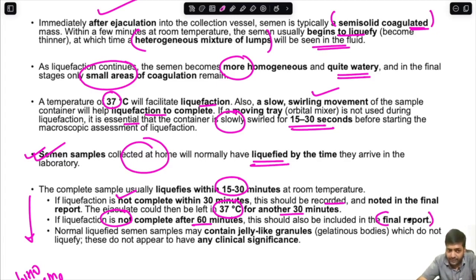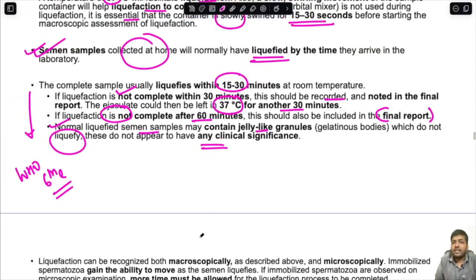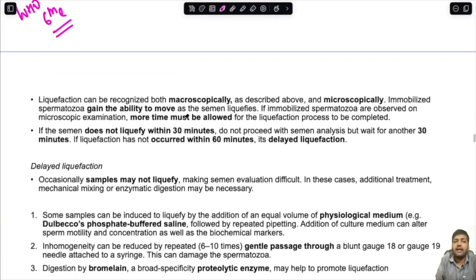Normal liquefied semen samples may contain jelly-like granules, that is, gelatinous bodies, which do not liquefy. These do not appear to have any clinical significance as such. So what is abnormal is, if liquefaction is not complete after 60 minutes, it is abnormal and it is called delayed liquefaction. So let me highlight the same.